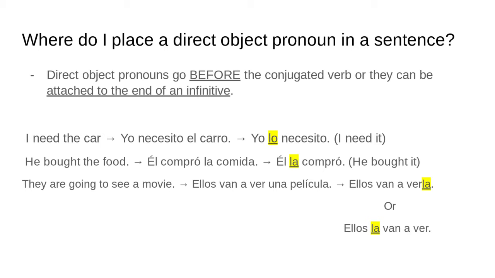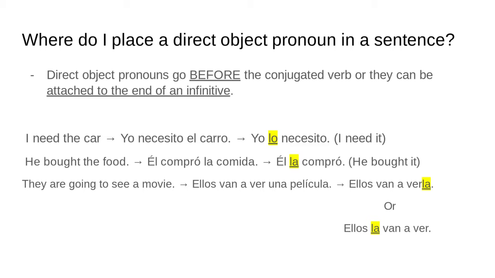We know we're referring to it because lo is matching the gender and number of car. Car would have been something mentioned previously in a sentence, and so therefore I can easily replace it with lo, and my reader or listener would know what I was talking about. He bought the food. Él compró la comida is the translation. But if we wanted to change that to he bought it because the food had been mentioned previously, then I would change it to él la compró, because what is being bought is the food, which is la comida, which is feminine and singular, so I'd replace it with la.